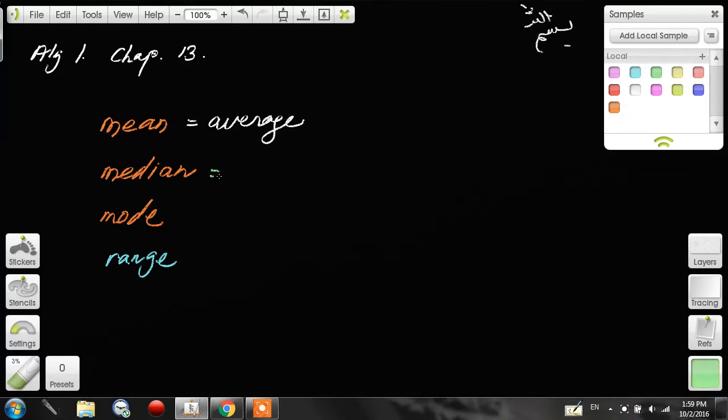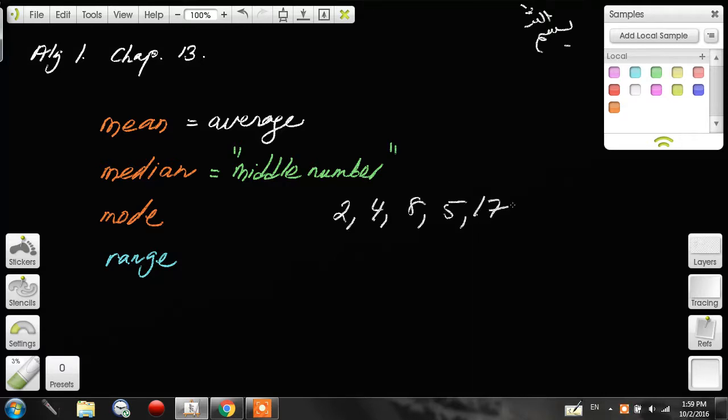Now the median is the middle number. Okay? The middle number, so to speak. In other words, if you have some numbers given, for example, 2, 4, 8, 5, 17, and 7, and 3. Okay? So median is the middle number. Now the middle number doesn't mean you take 1, 2, 3, 4, 5, 6, 7, and that's the middle number. That would be wrong, actually.